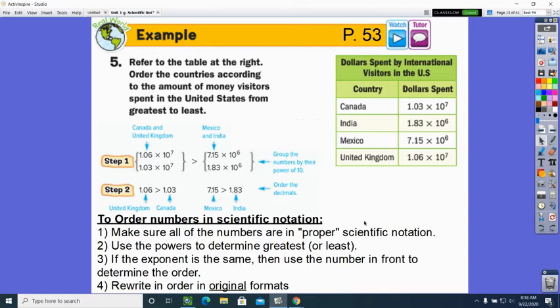So you make sure they're in proper scientific notation. You use the powers to determine the greatest, and be careful, sometimes they'll ask for least to greatest. If the exponent is the same, you use the number in front to determine it. And when you write your answer, you write it in the kind of original forms, or in this case, you would write United Kingdom, Canada, Mexico, India, like answer the question. Don't just write little numbers over here like this is first and this is second. Write an answer, and it's kind of in blue right here.